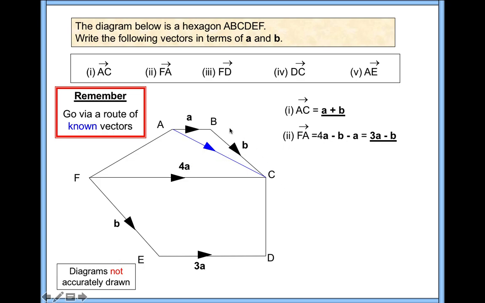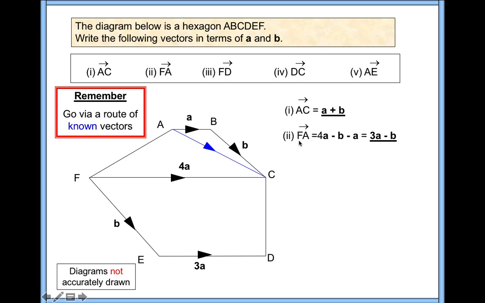Plus vector CB. Vector CB with reference to vector BC is in the opposite direction, so it will be negative B. Likewise, vector BA is in the opposite direction to vector AB, so it will be negative A. So now you will simplify the like terms, students. 4A and negative A becomes 3A, and negative B. Okay, 3A minus B, that is the answer.